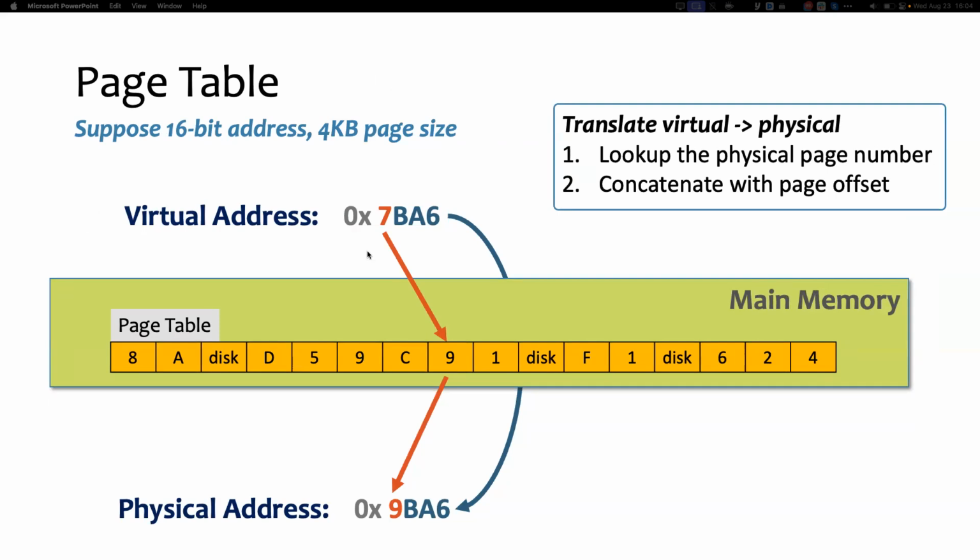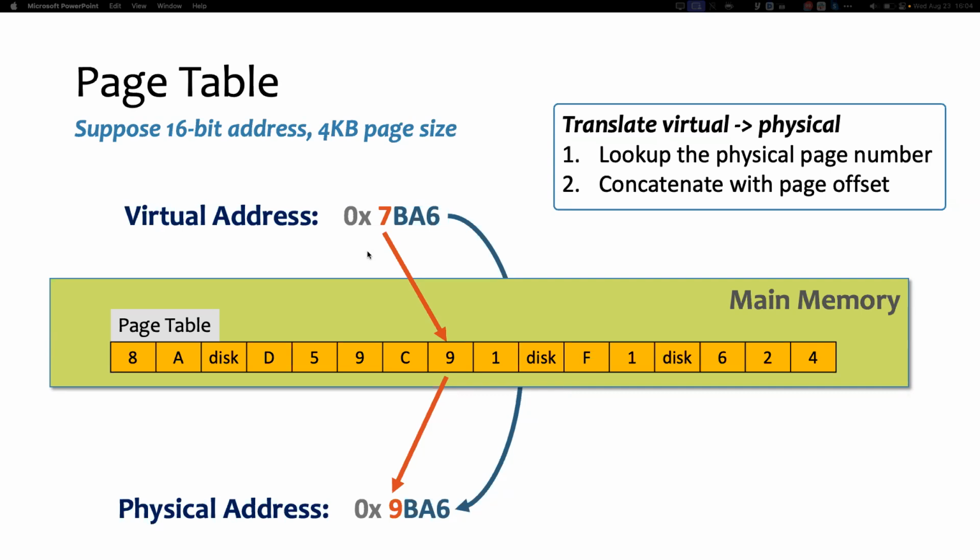Okay, now it's working. For the conversion between virtual address to physical address, we'll have a page table sitting in the main memory, and this page table has all the translations between virtual address to physical address. And in this example, we have 16-bit address, 4 kilobyte page size. So that's 12 bits for the page offset. We have the upper 4 bits, which is 1 hexadecimal digit for the page number, right?